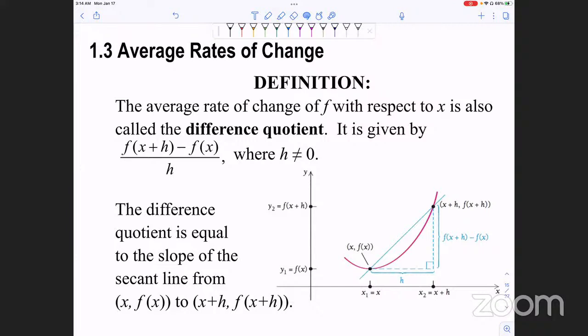So the average rate of change of f with respect to x is also called the difference quotient, right? So again, the difference quotient is just the slope between 2 points, where h is not 0.